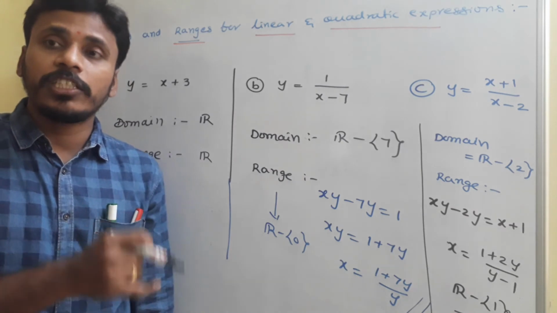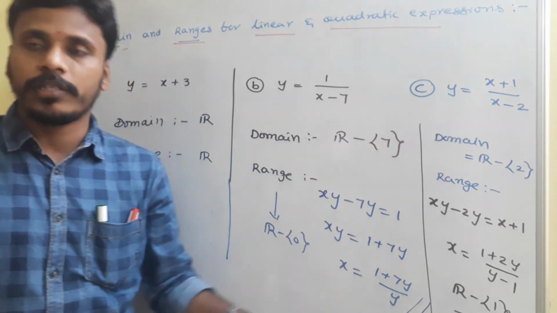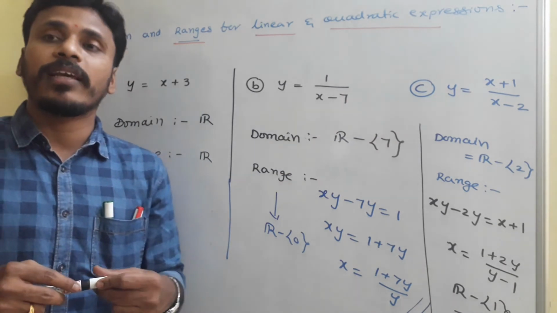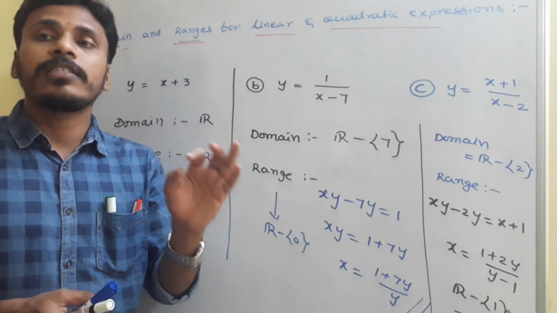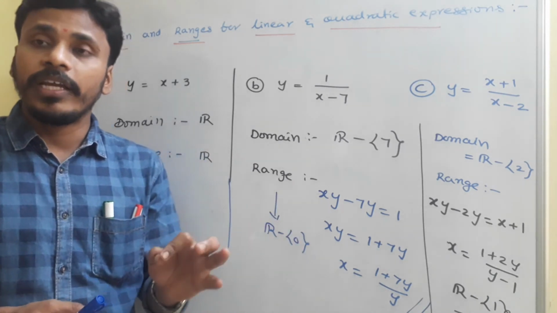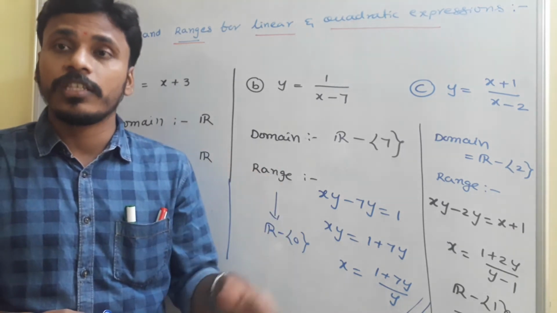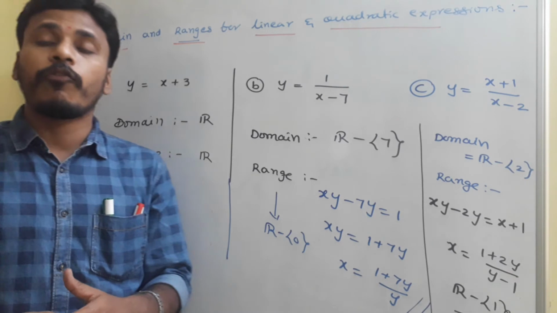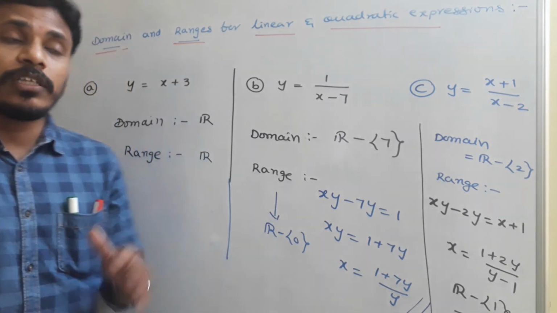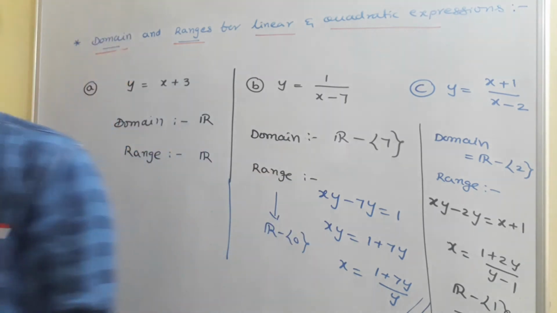Finding range and domain for the linear expressions and these types of rational expressions is also very simple. We just need to avoid the cases where the denominator will become 0. Domain is the possible values for x, range is the possible values for y. And since we are at quadratic expressions now, we need to know the way of finding domain and range for the quadratic expressions of these formats. Okay, just have a look till now.